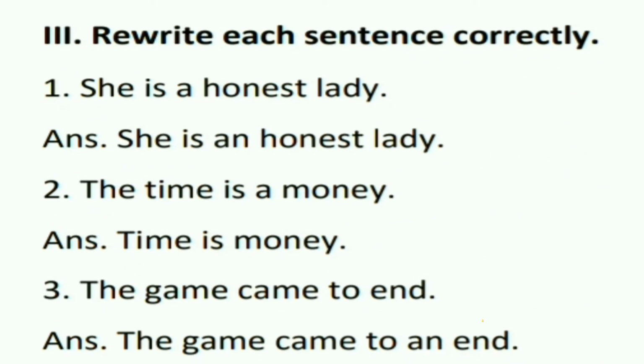Question number three, rewrite each sentence correctly. First, she is an honest lady, and the answer is: she is an honest lady. We use an because of the silent H. Second, the time is a money. Time is money. Third, the game came to an. The game came to an end.